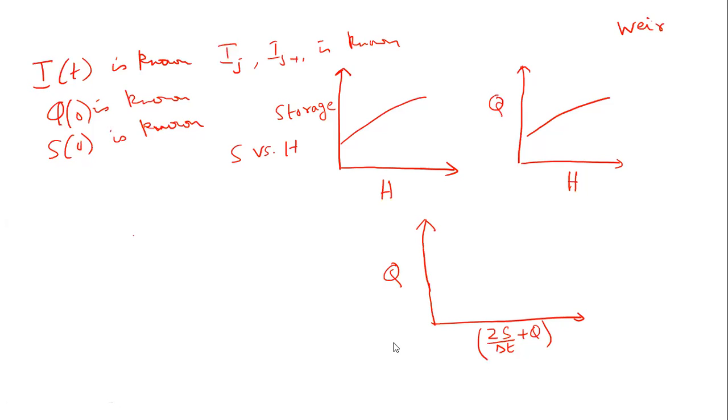Delta T is independent of anything, right? So I just take any given value of delta T and try to combine these two curves and develop some curve that looks like this, which basically relates 2S by delta T plus Q and Q.